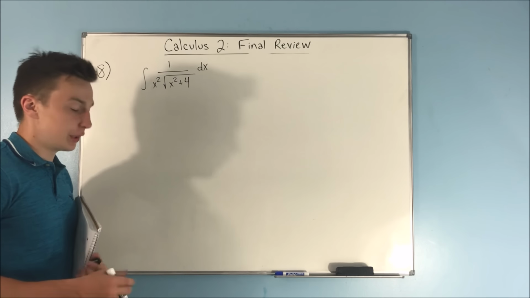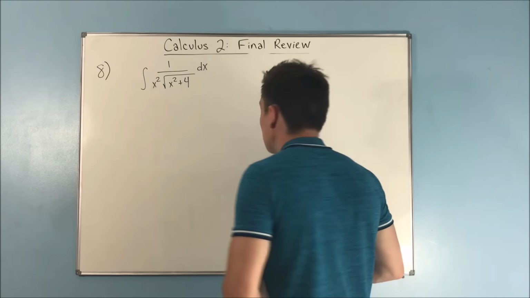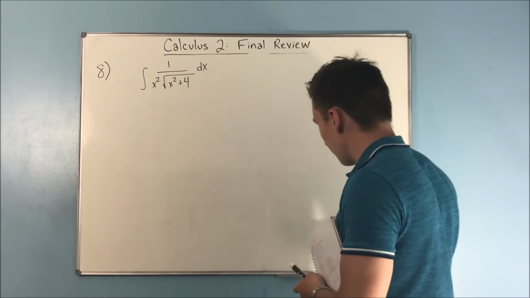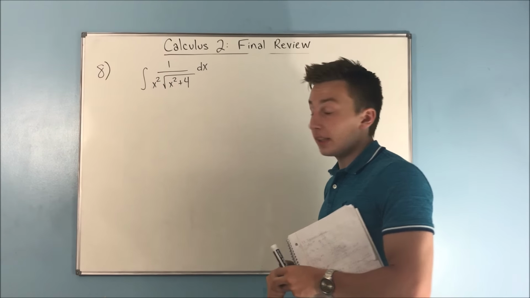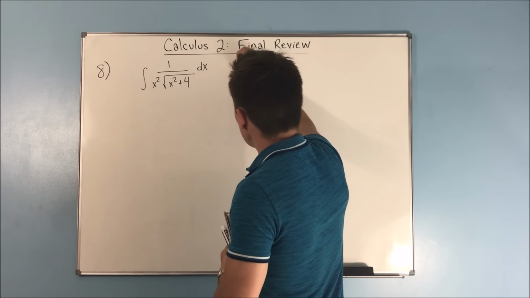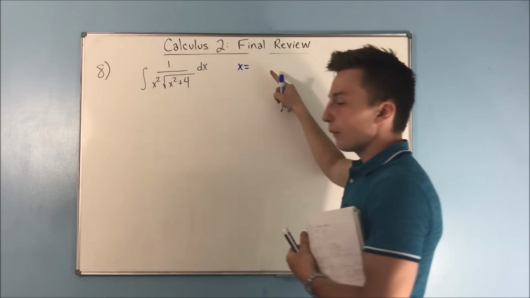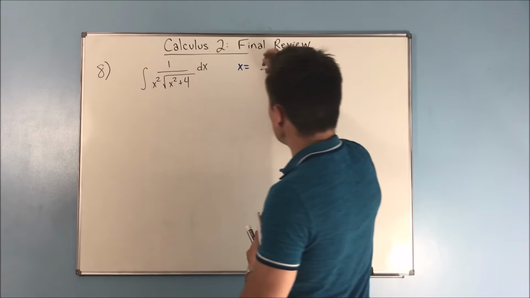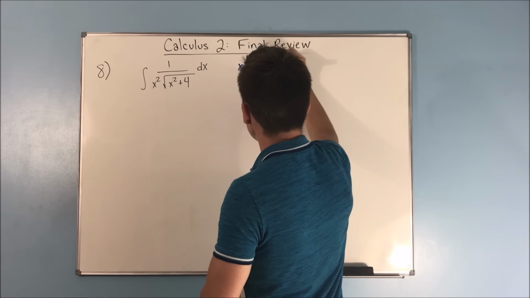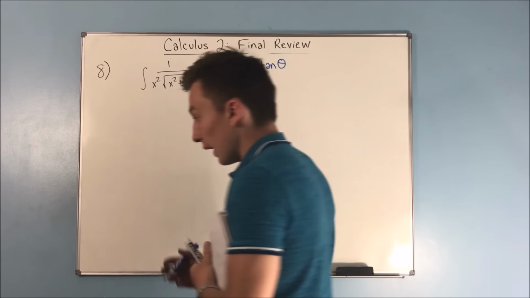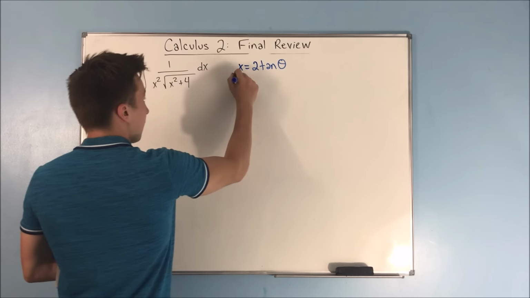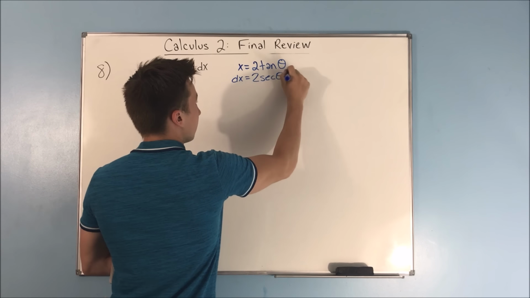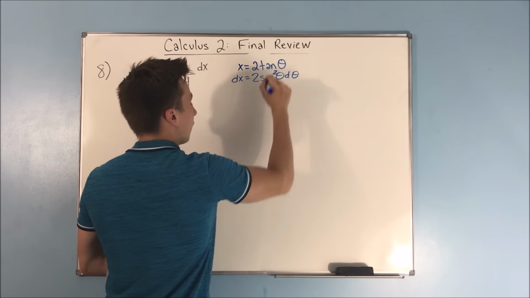So what's the substitution? Well, since we have a plus here, rather than a minus, we know that this is a tangent theta substitution, okay? So we have x equal to a tangent theta. What's a? Well, a is the square root of that number that's attached, which is 2. So we have x equals 2 tangent theta. If x equals 2 tangent theta, then dx is going to equal 2 secant theta d theta. Sorry, 2 secant squared theta d theta.